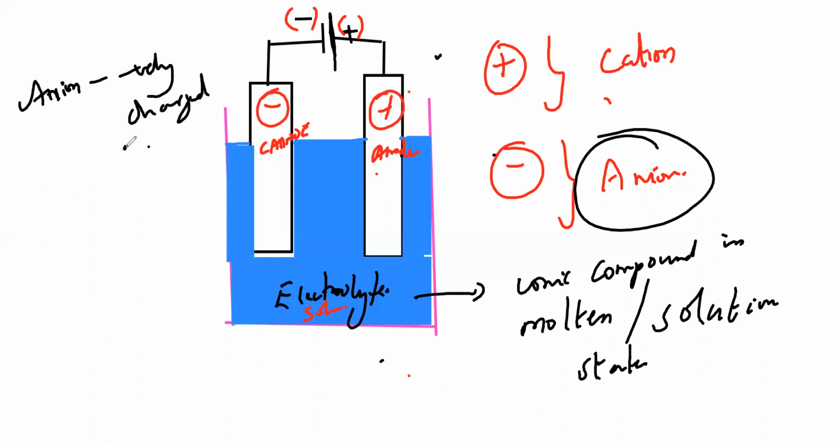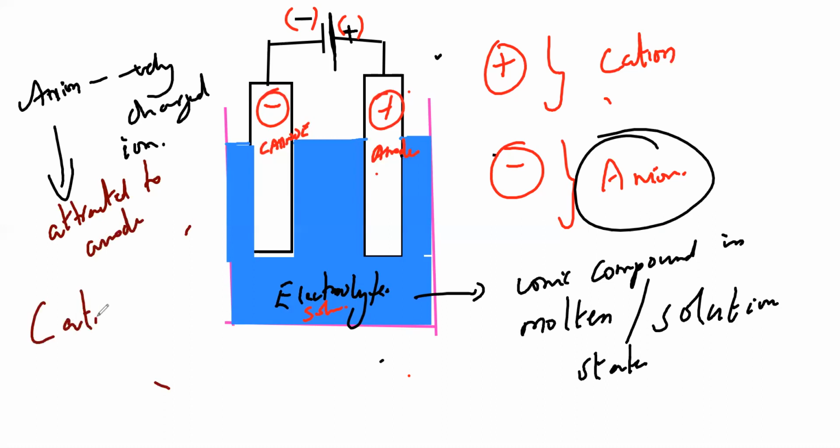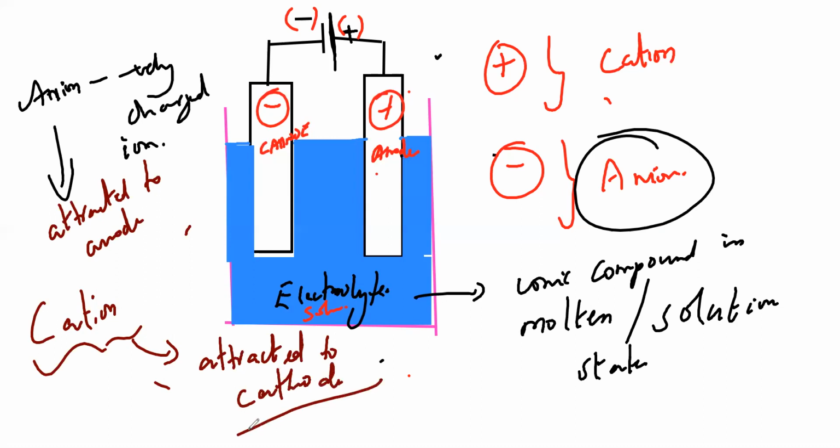So the anion will be attracted to the anode, and the cation will be attracted to the cathode. That is the reason we have the names cation and anion. But always remember, the cathode is the negatively charged electrode.